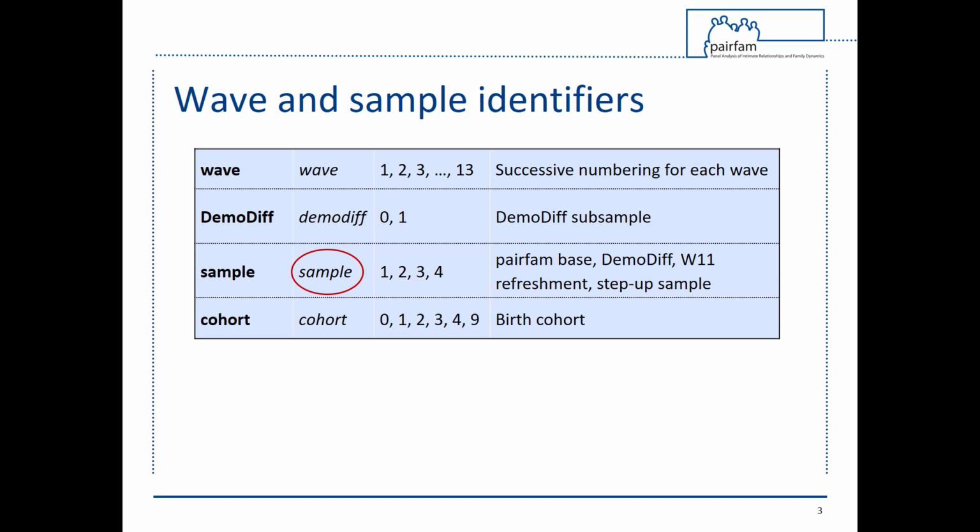The variable sample categorizes respondents from all samples: the pairfam base, demotive, wave 11 refreshment, and step-up sample. The generated variable cohort represents the birth cohort from which the anchor respondents were drawn. Values 1 to 4 represent the 4 birth cohorts from the base and refreshment sample. 0 and 9 represent step-up respondents, with 0 marking the former focus child's first interview and 9 for subsequent interviews.